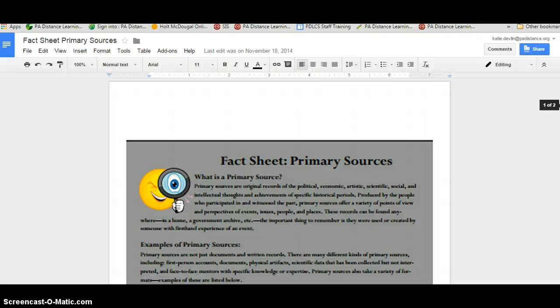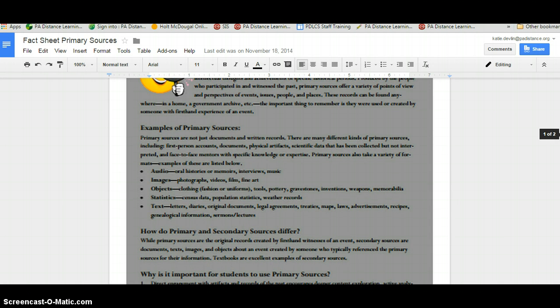These records can be found anywhere. In a home, a government archive, etc. The most important thing to remember is that they were used or created by someone who experienced the event firsthand. So examples of primary sources, guys, let's see what they are. Primary sources are not just documents and written records. There are many different kinds of primary sources, including first-person accounts, documents, physical artifacts, scientific data, and face-to-face meetings with someone who has specific knowledge or expertise.